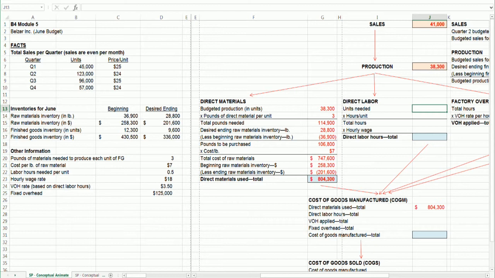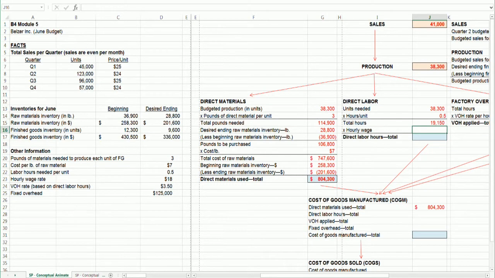Now the good news is the other pieces aren't that complicated. Let's talk about direct labor. Start the same way. We need 38,300 units to be produced. How much direct labor does that require? Well, according to our other information, it takes a half hour of labor to make a unit. So if I multiply here, I figure out I need 19,150 hours of direct labor. The good news is that unlike direct materials, I can't accumulate an inventory of labor. Whatever I need to produce, that's what it's going to cost me.